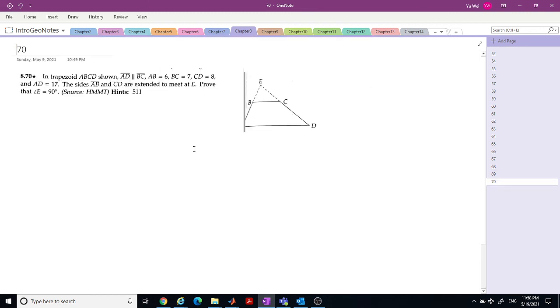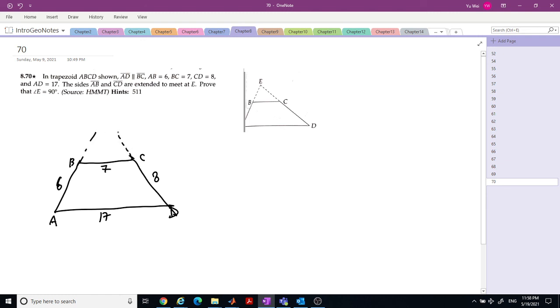Okay, so the last one. We have a trapezoid ABCD. AB is 6, BC is 7, CD is 8, and this one is 17. These are the side lengths, and if they are extended to intersect at E, right, we want to prove that angle E is 90 degrees.